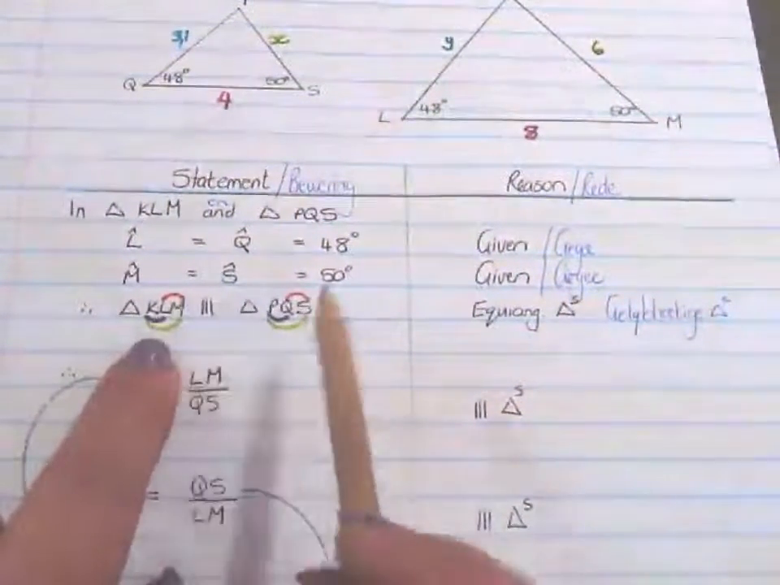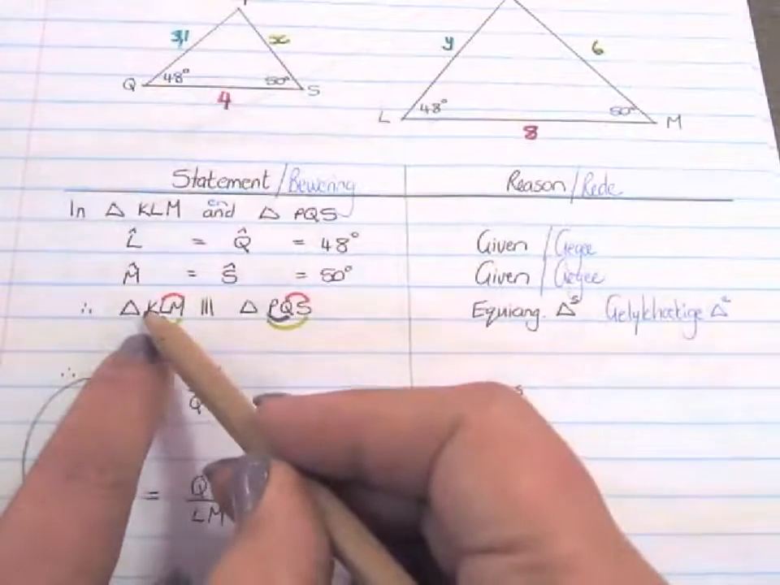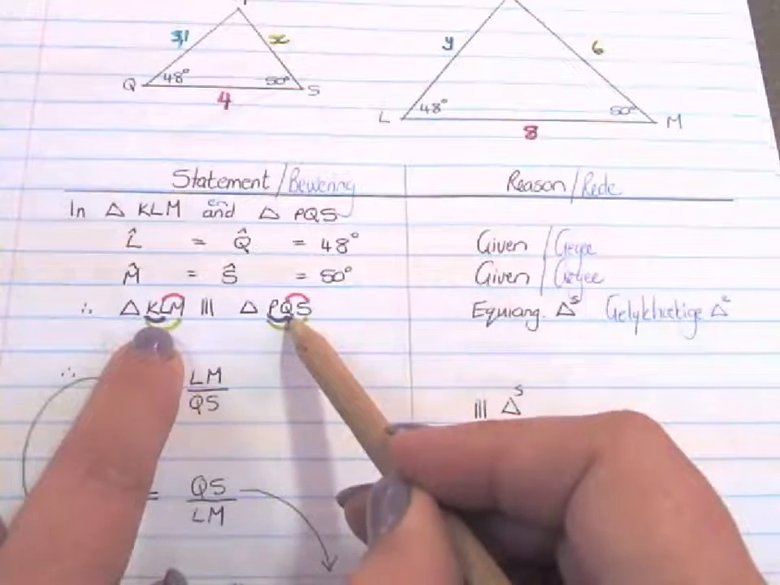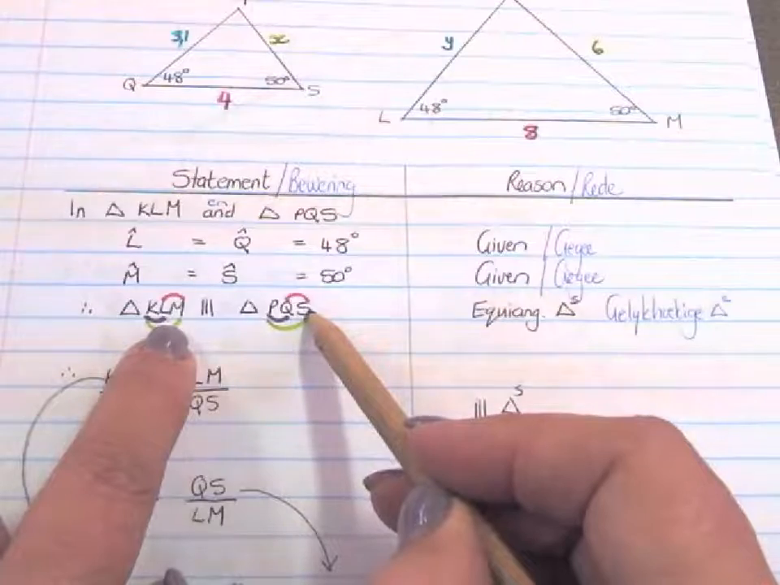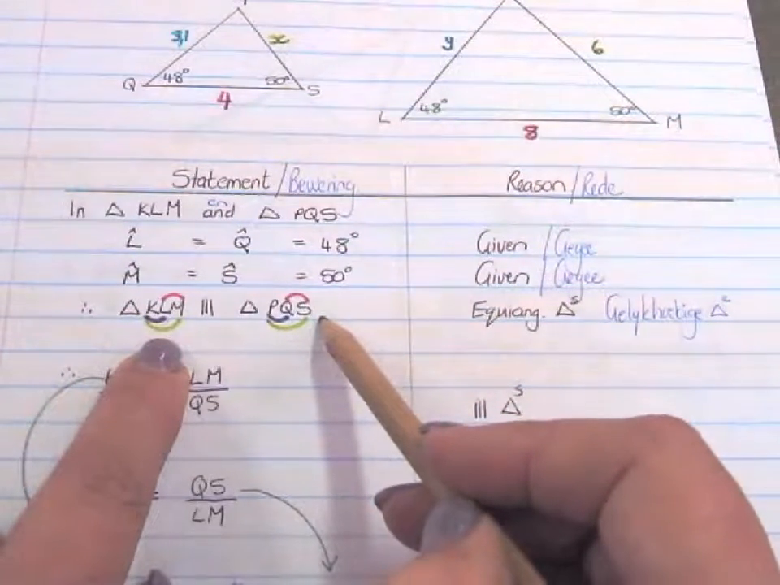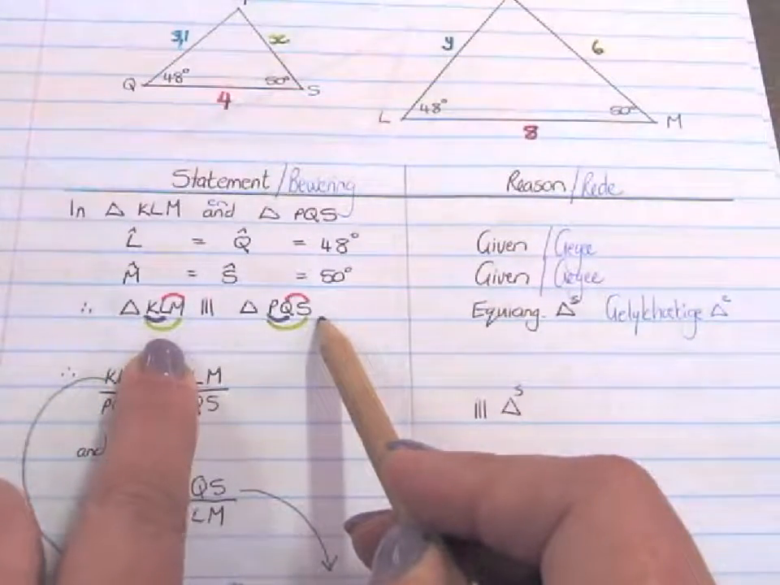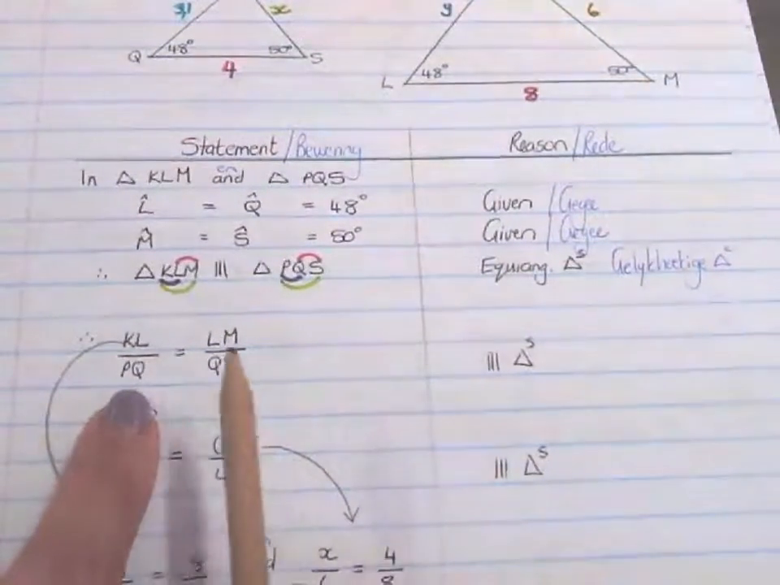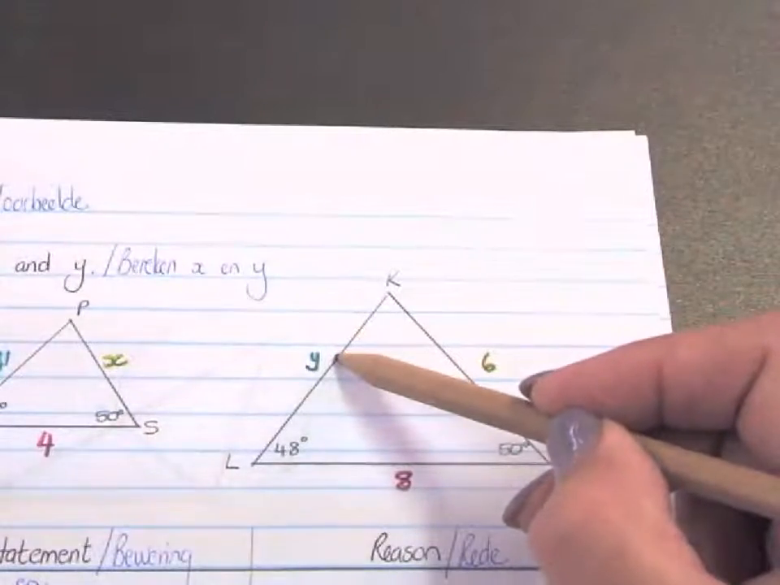Once you've proved that, we use the proportions of similarity from grade 8 and 9. KL divided by PQ equals LM divided by QS equals KM divided by PX. Can you remember that? We also did that in the winter school. Okay? So that's what I did there. And I chose KL because it has the variable.